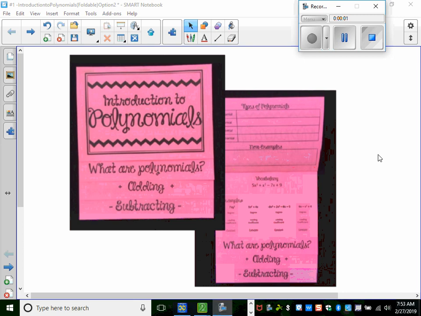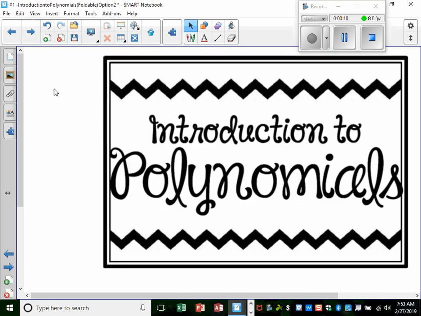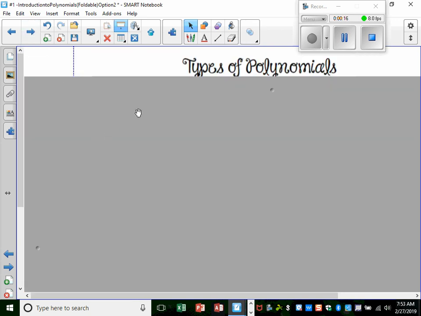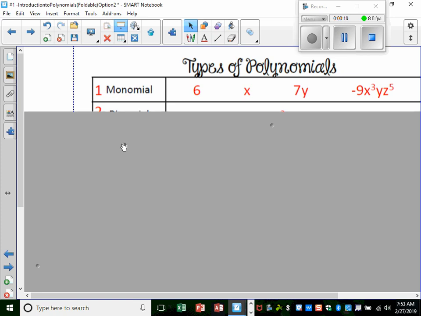Unit 8, this is our 8th unit. This unit introduces us to polynomials, and once you have the foldable together, there are going to be some vocabulary that we'll be talking about first. All right, so types of polynomials. So this will be the first part of your foldable.